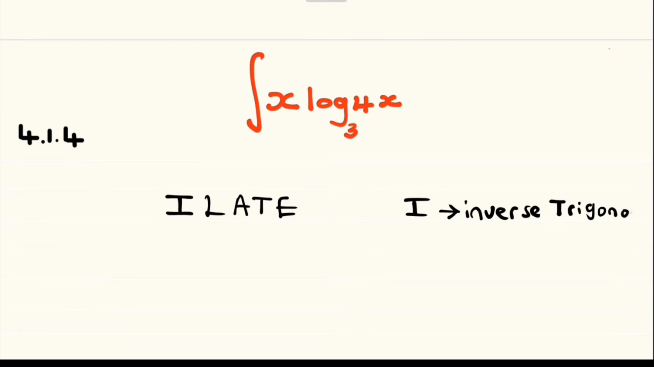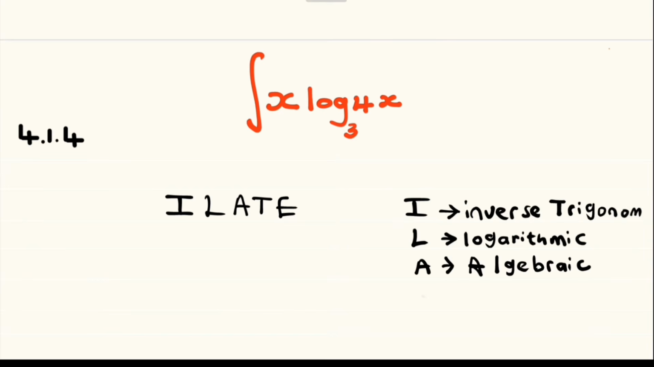and the L stands for the logarithmic function, and the A stands for algebraic function, while the T stands for trigonometric function. So we have inverse trigonometric function and the trigonometric function. The E stands for exponential function.